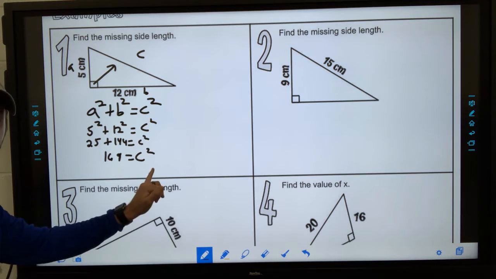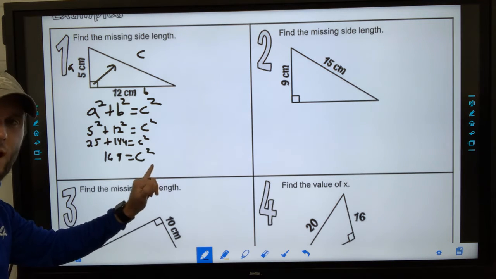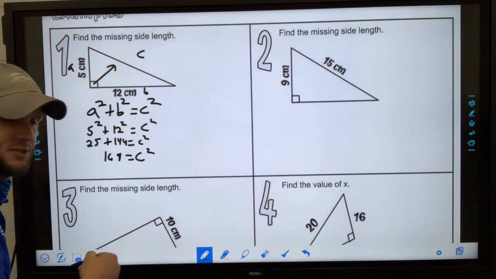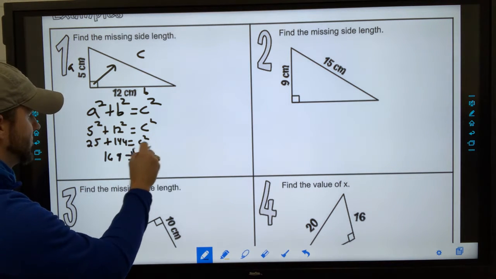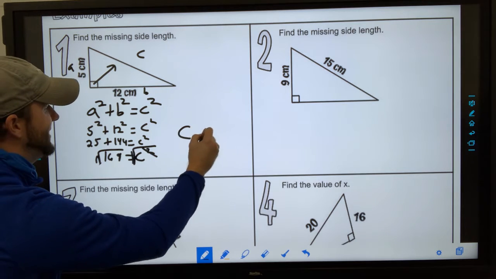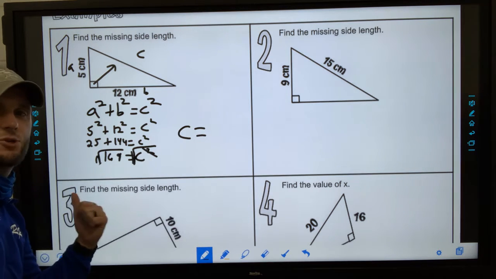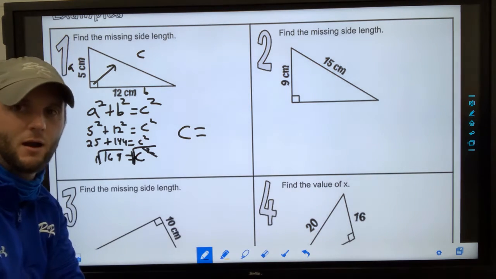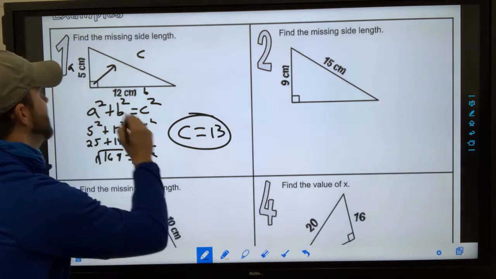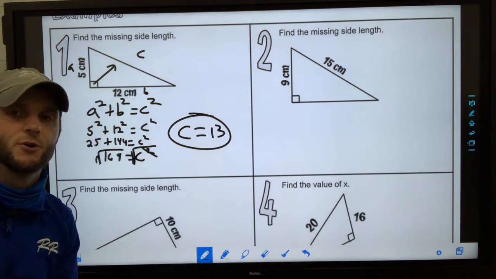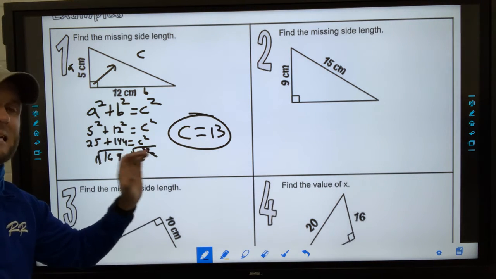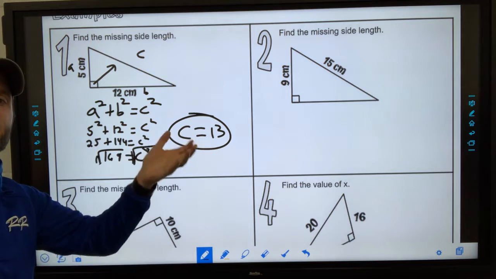Now, I'm not done yet because I got to get rid of that squared symbol. The opposite of squaring something is square rooting it, just like on our simplifying radicals. So I'm going to take the square root of both sides. That's going to cancel the squared. So my c, the square root of 169, is a perfect square, which is going to be 13. So your final answer for that missing third side is going to be 13. And just so you guys know, if you were to do this radical and it doesn't come out as a perfect square, you then could simplify it.